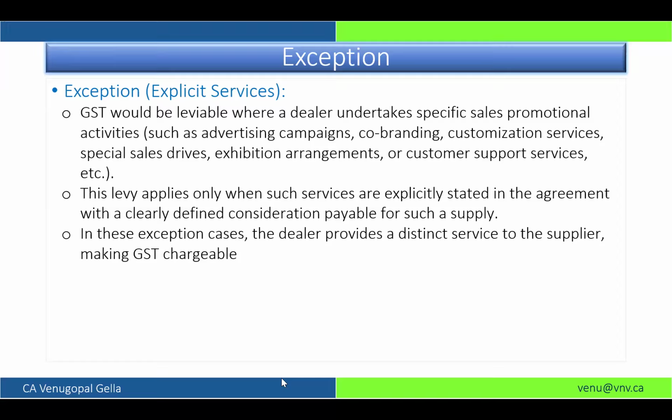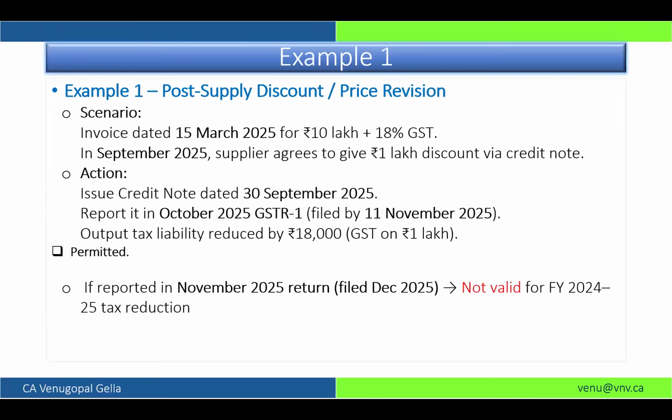The next point which has come up is what would be the documentation for this? If there is a consideration, okay, before the documentation, let's see the examples. First is on the post-sale discount, which is a price revision. Let's say the March invoice was 10 lakh rupees. In September, the supplier has now agreed to give 1 lakh rupees by way of credit note. Now this is happening in September and they have agreed by GST credit note. So it would be well within section 34.